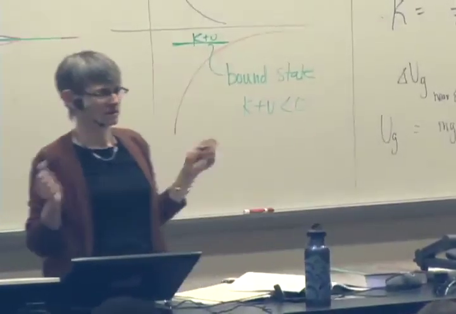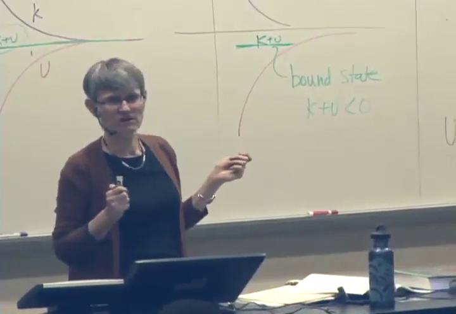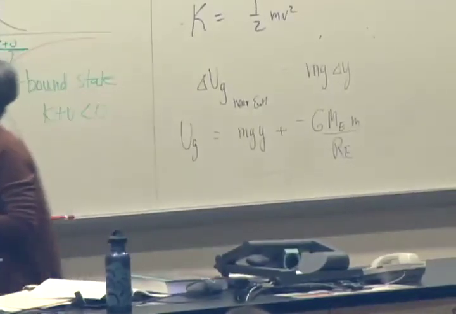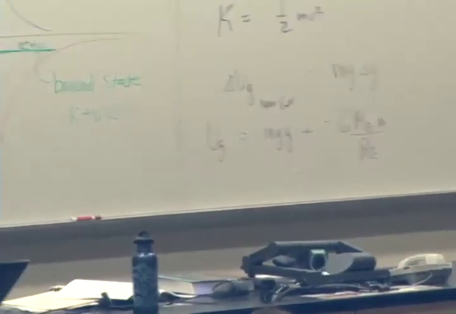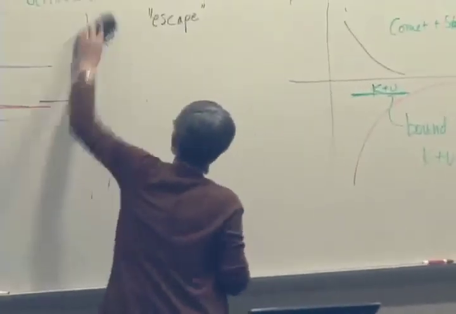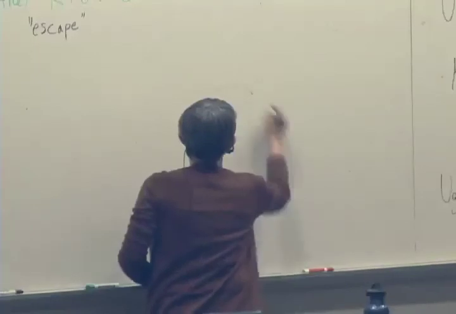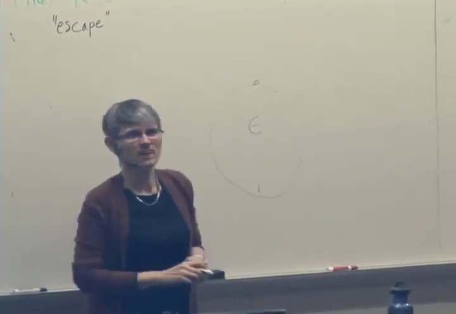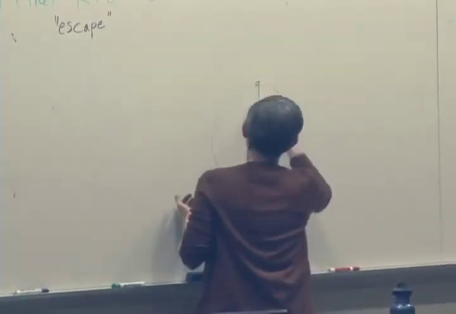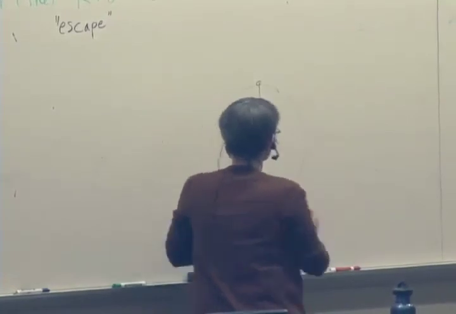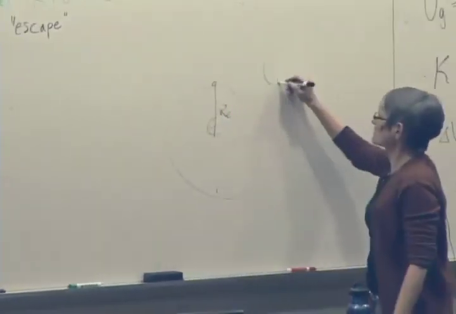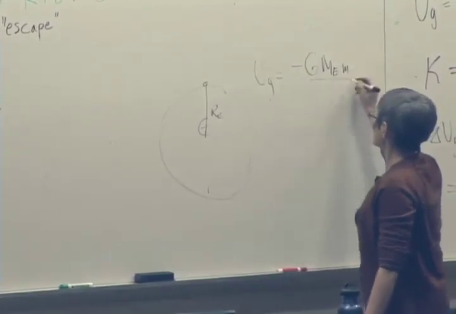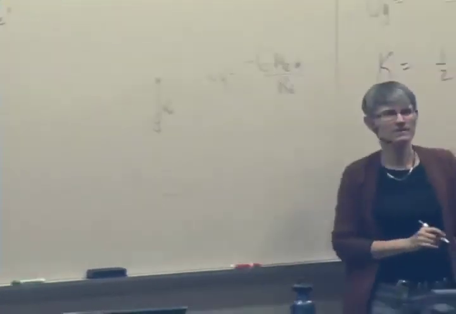Okay. Question? Yes. Well, what actually is the gravitational potential energy of an object sitting on the surface of the Earth? Here's the Earth. Here's the ball sitting on the surface of the Earth. So the distance is the radius of the Earth. So at this moment, the gravitational potential energy must be negative G, mass of the Earth, mass of the ball, over the radius of the Earth, right?